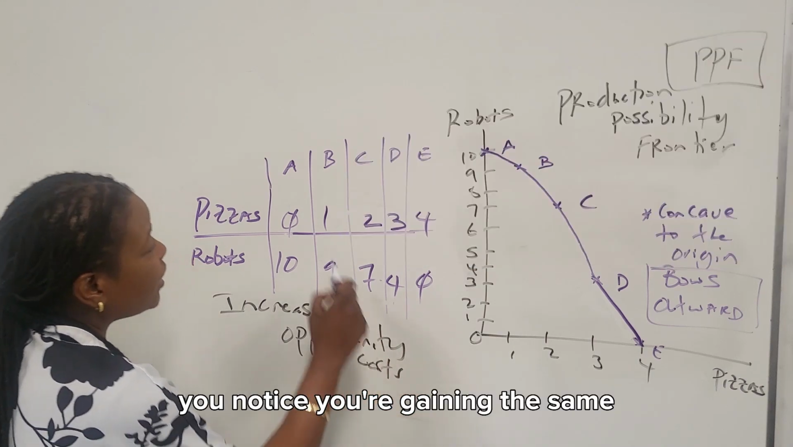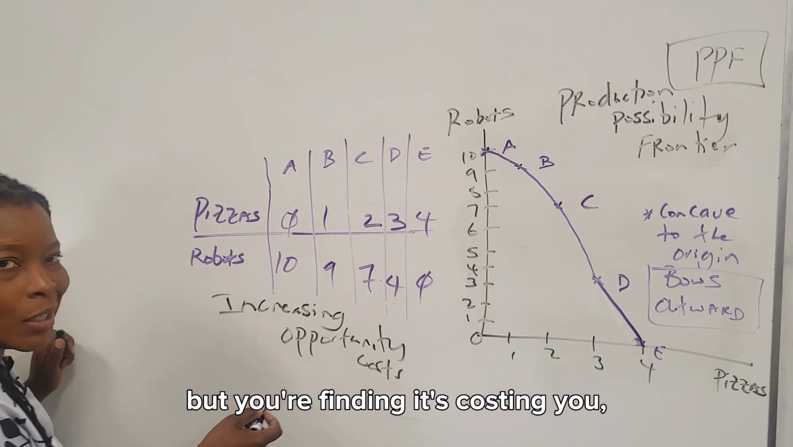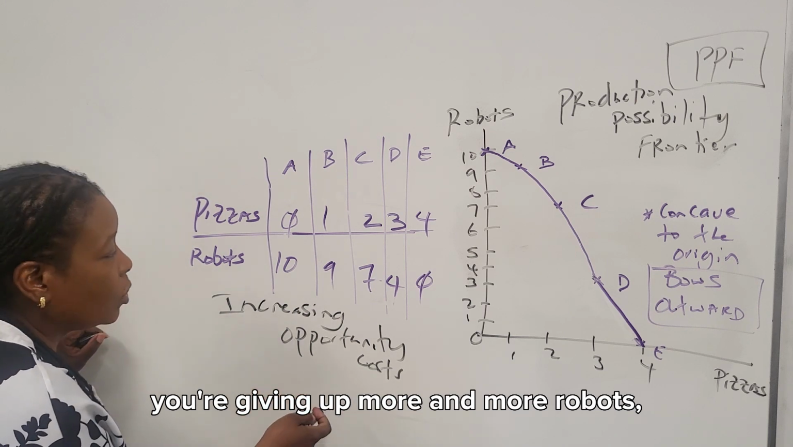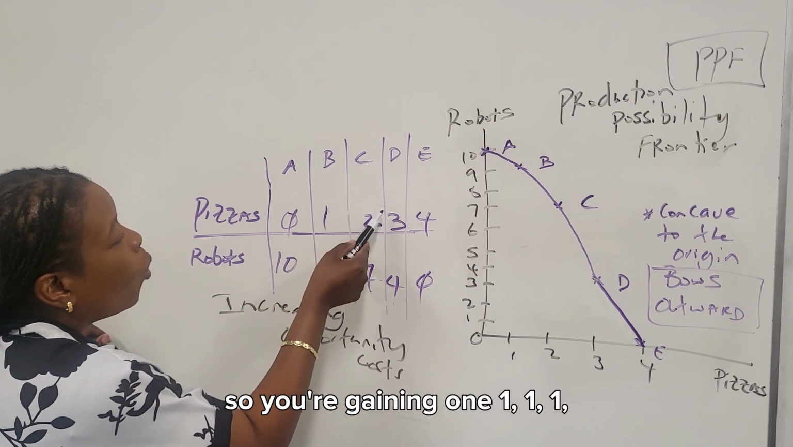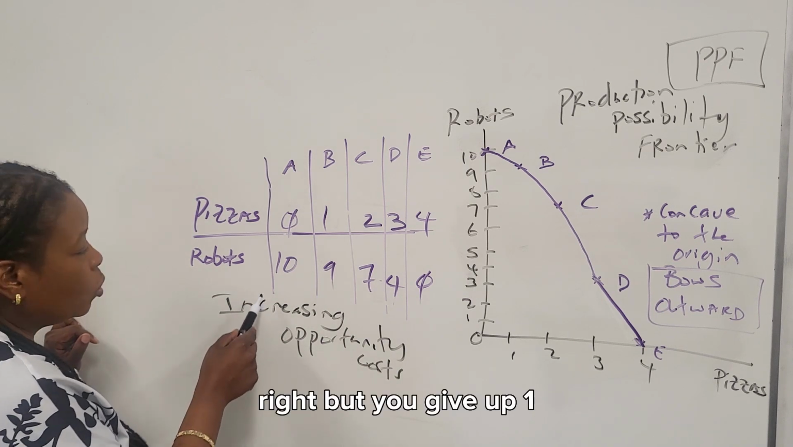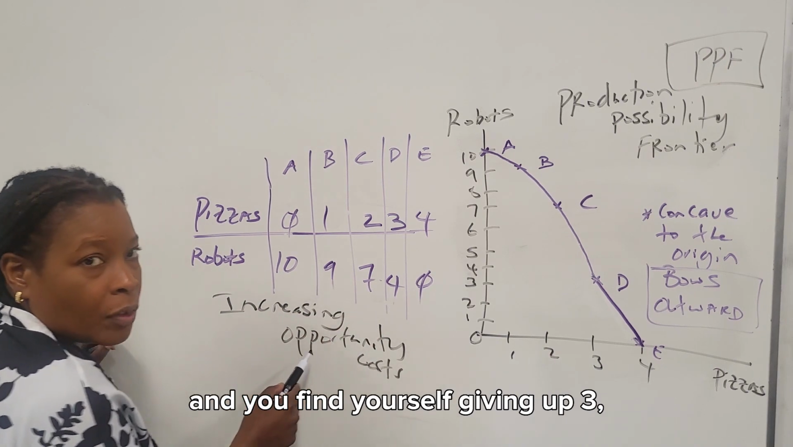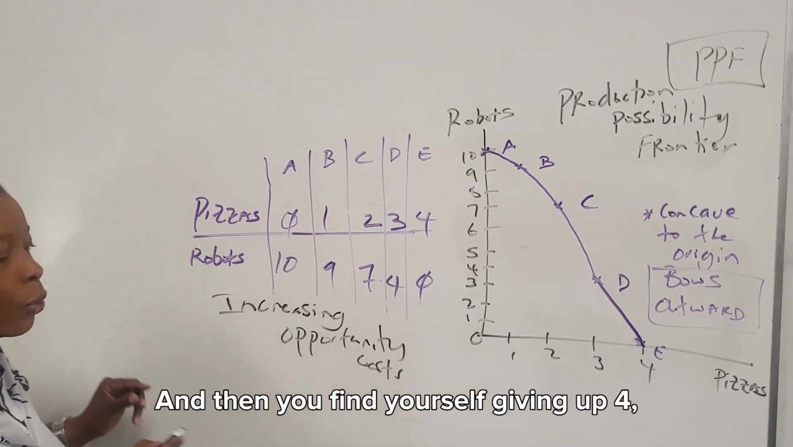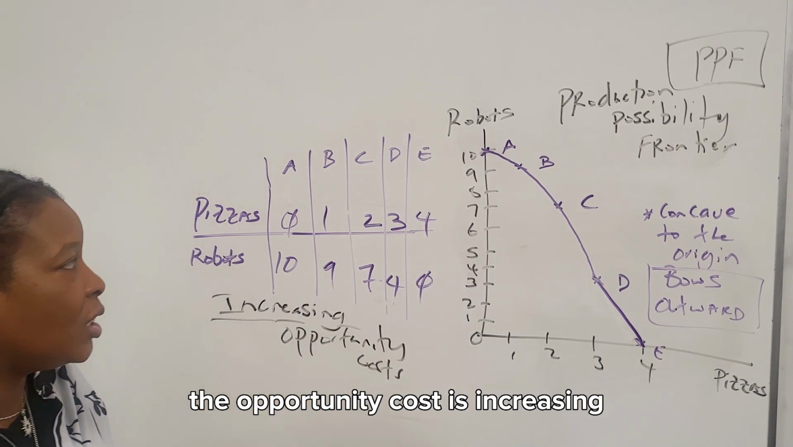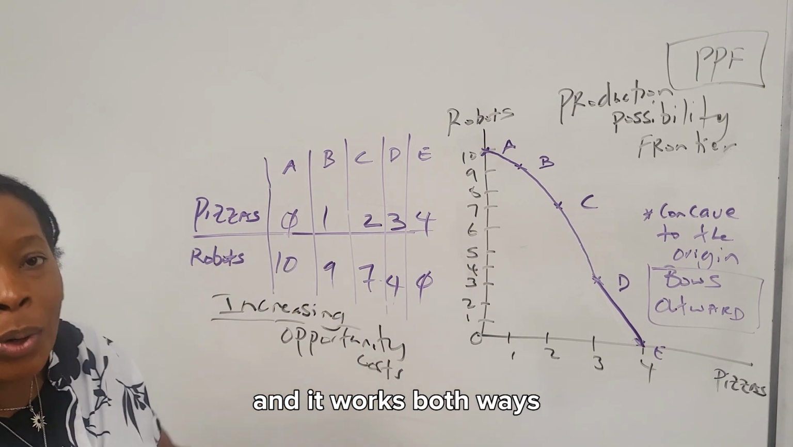You notice you're gaining the same 1 incremental pizza, but you're finding it's costing you. You're giving up more and more robots. So you're gaining 1, 1, 1, 1. Right? But you give up 1. But then you find yourself giving up 2. And then you find yourself giving up 3. And then you find yourself giving up 4. The opportunity cost is increasing as you gain incremental increases in pizzas. And it works both ways.